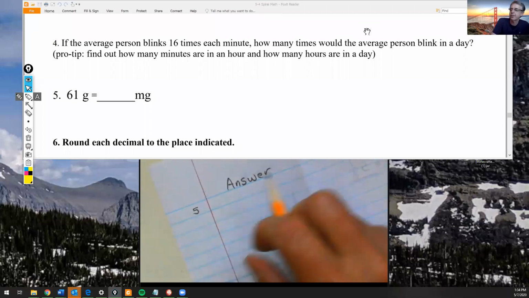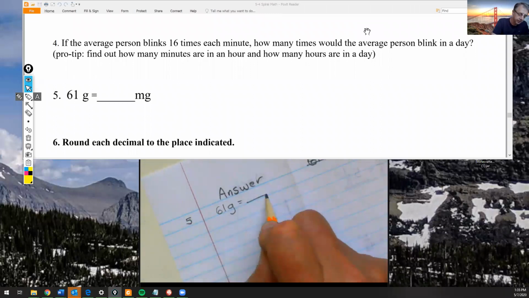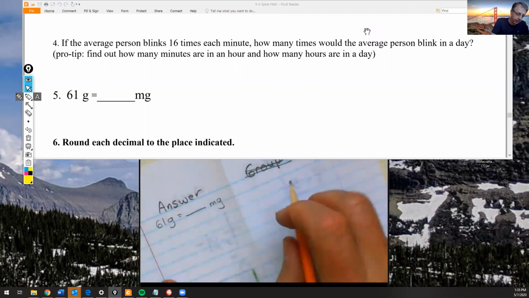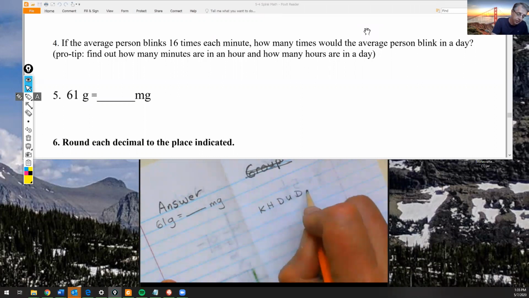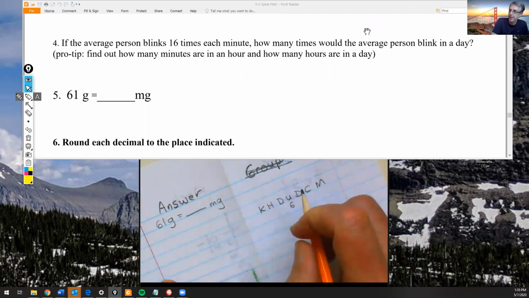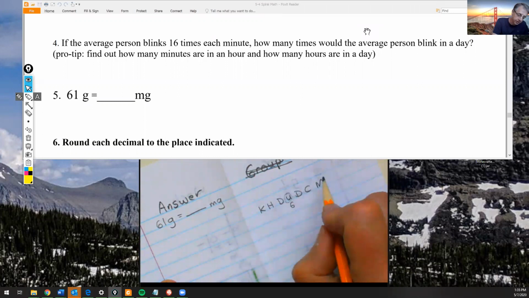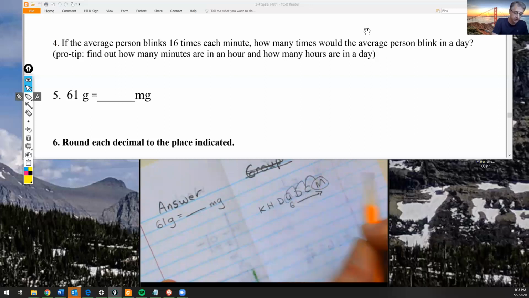Okay, boys and girls, the next thing we're going to do is take 61 grams and convert it to milligrams. When we do that, we're just going to remember our King Henry died unexpectedly drinking chocolate milk. Grams are the unit of measurement here, which is G, so I'm going to circle that. I'm going to milligrams all the way down here, so I'm going to the right, and I'm going to go 1, 2, 3 jumps to get down to milligrams.